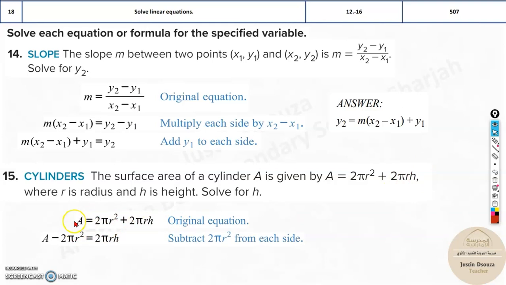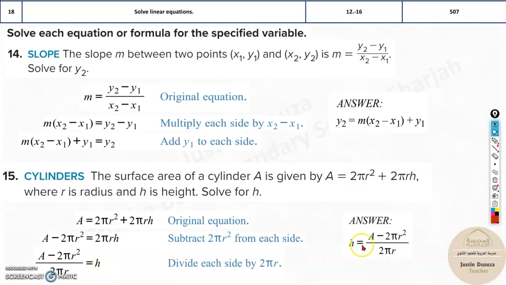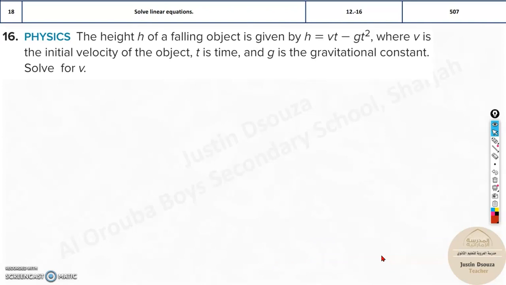2 pi r squared goes to the other side. It becomes minus, and divide this by 2 pi r. That is the h value. H value is a minus 2 pi r squared divided by 2 pi r.